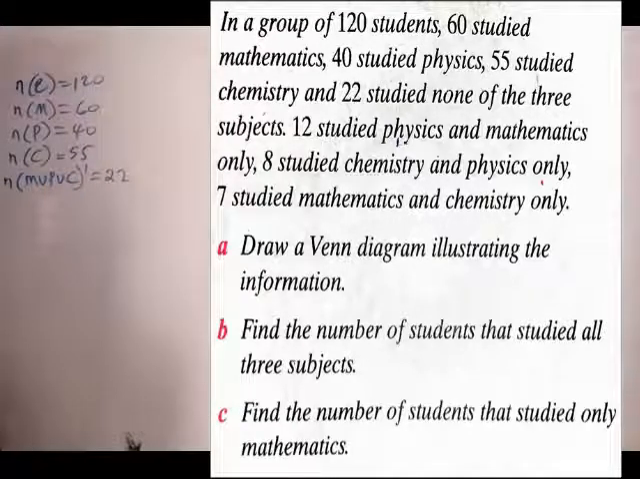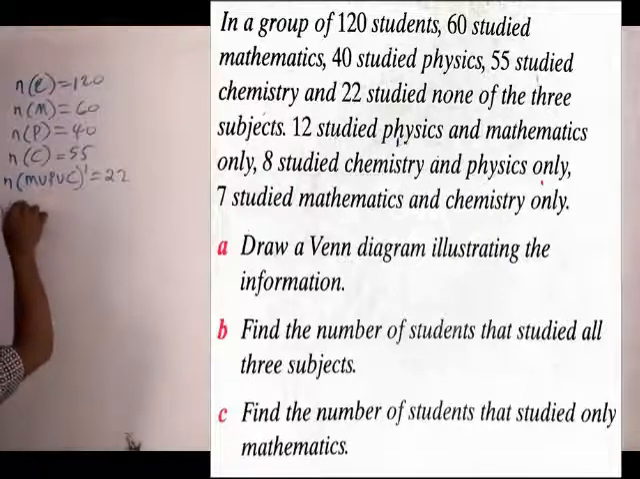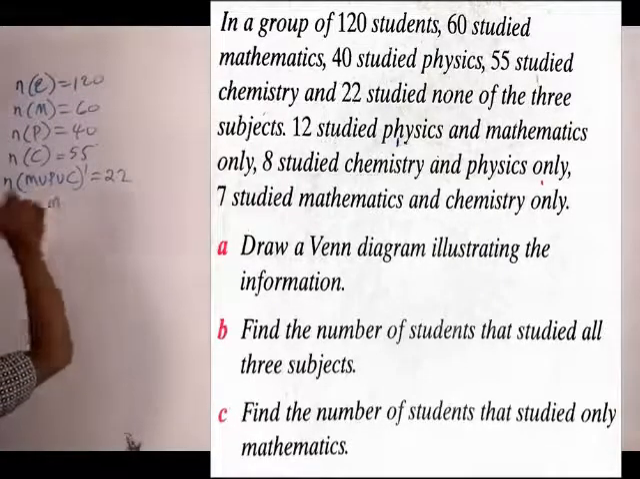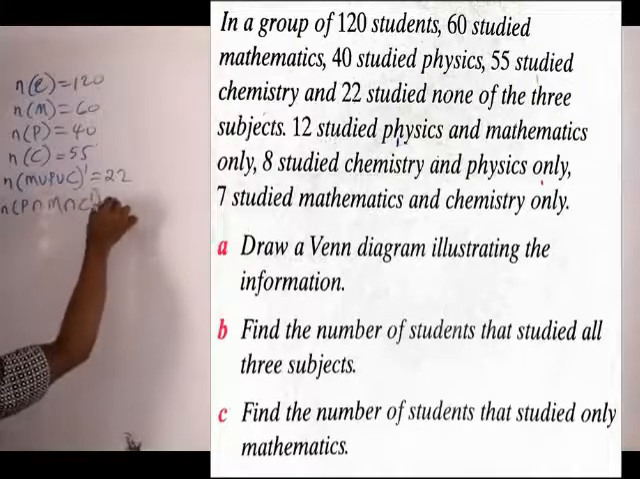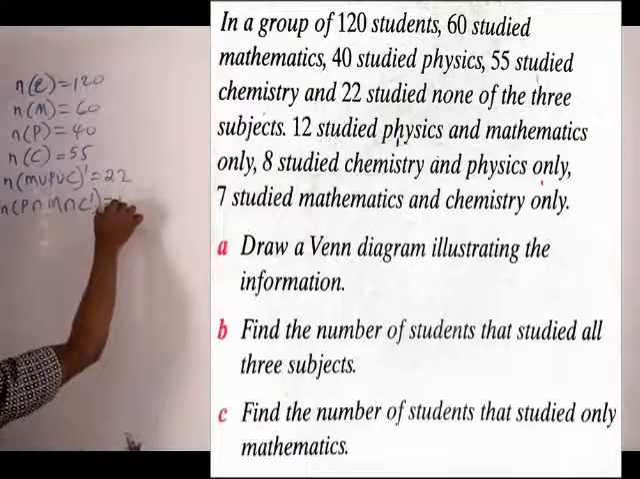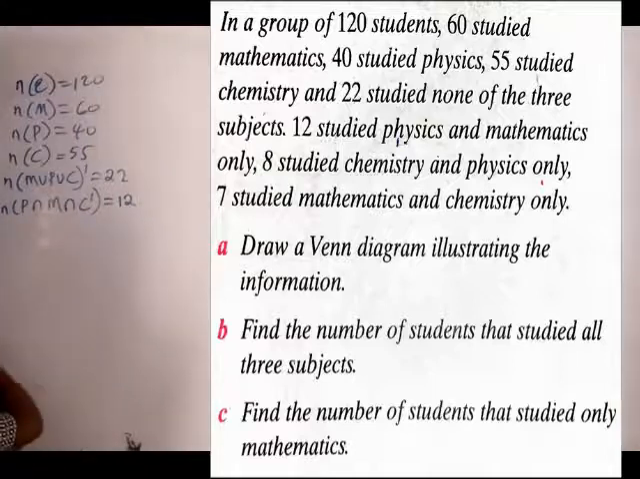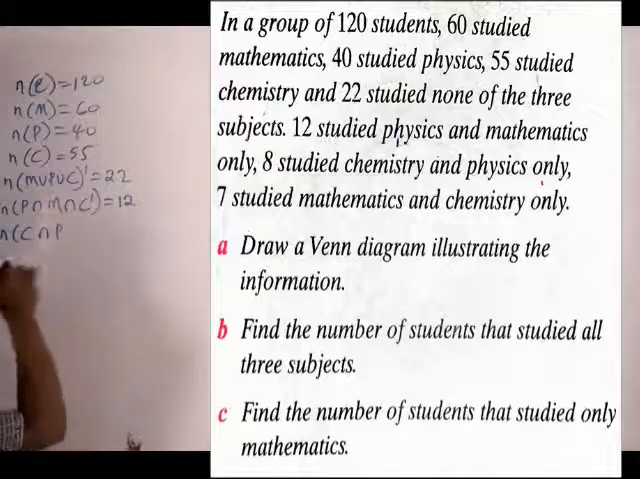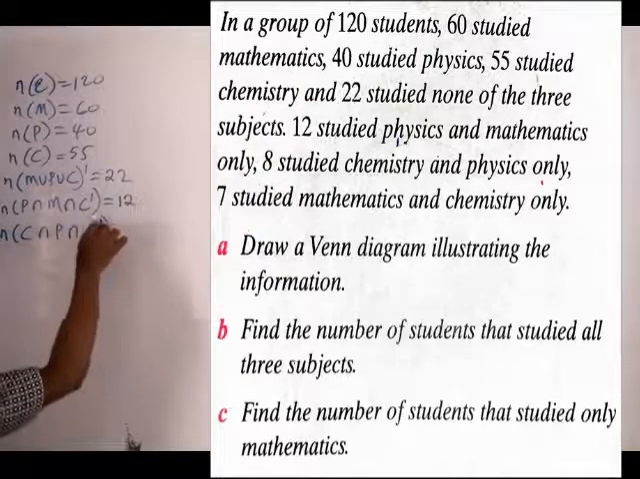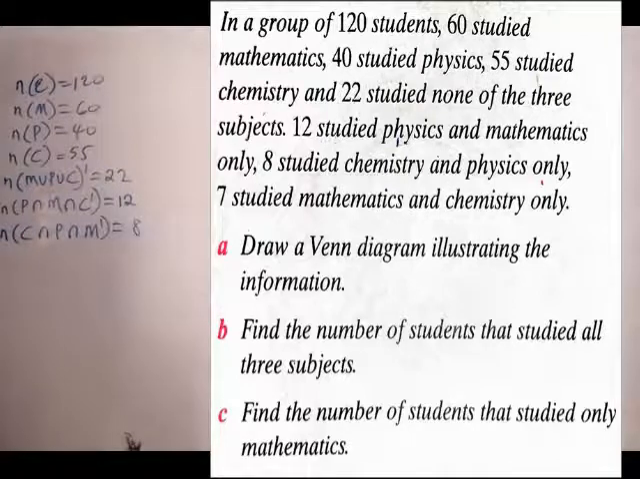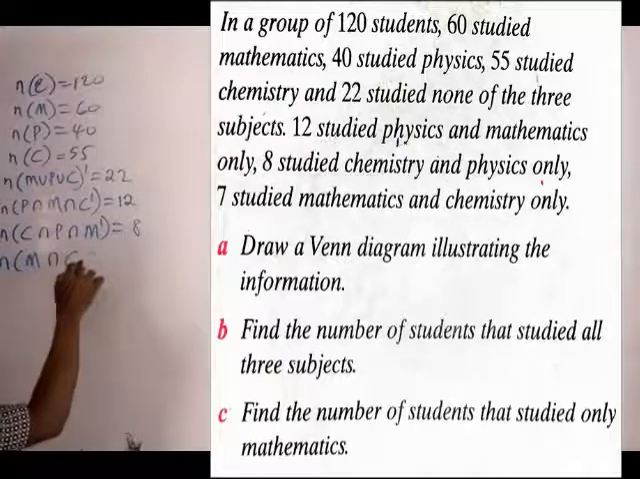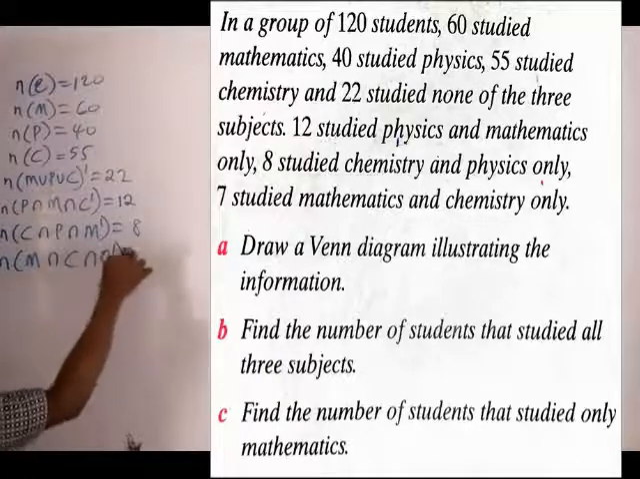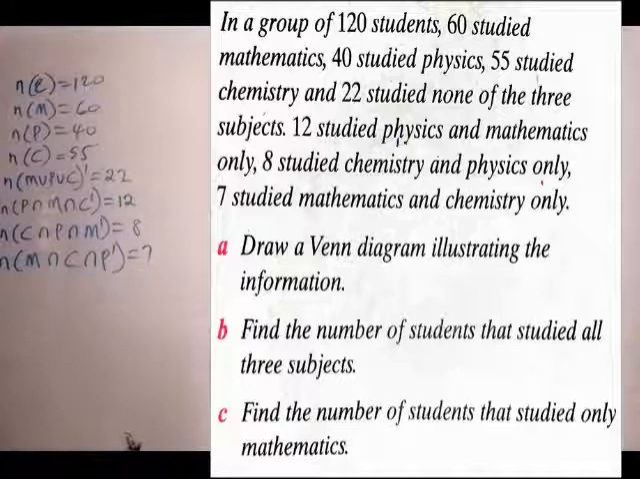12 studied physics and mathematics only. Physics and mathematics only means I will prime the last one. And there are only 12 of them. And we have 8 studied chemistry and physics only. Chemistry and physics, because of the only, you put the M and you prime it, and that is 8. 7 studied mathematics and chemistry only. Mathematics and chemistry, because of the only, you put the physics and you prime it, and there are 7 of them. So the question says, draw a Venn diagram to illustrate the information. We are going to do that very soon.